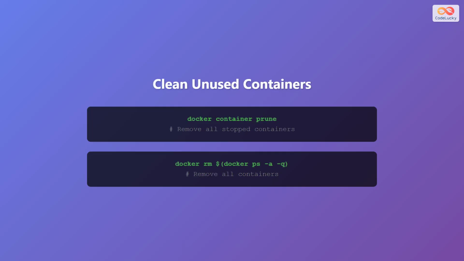To clean up unused containers, you can use the docker container prune command. This will remove all stopped containers from your system, freeing up disk space. Alternatively, you can remove all containers regardless of their status by using the command docker rm $(docker ps -a -q). Be cautious when using this command, as it will remove all containers including the running ones.